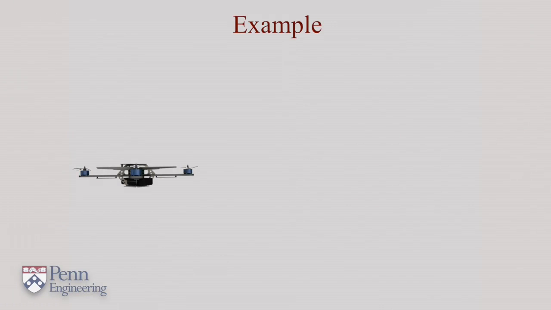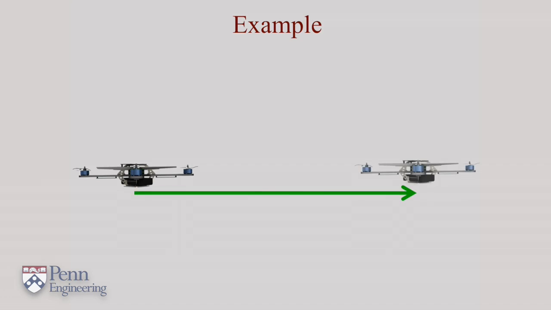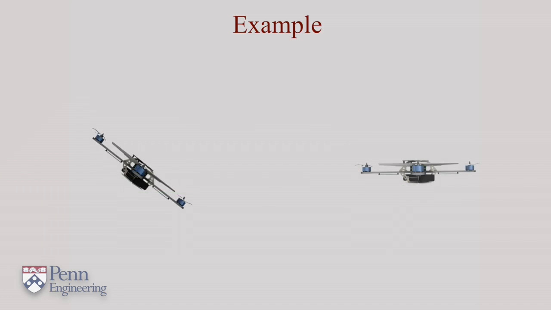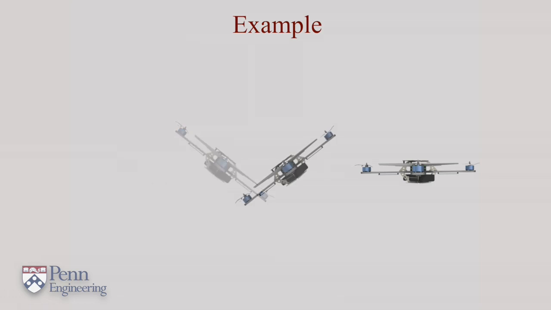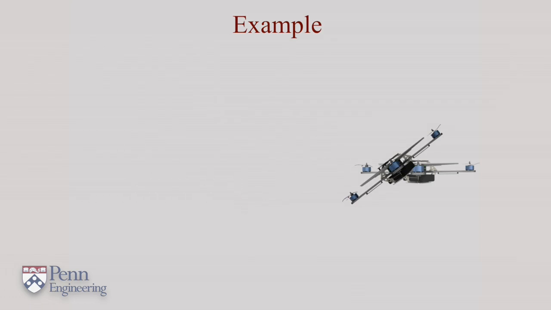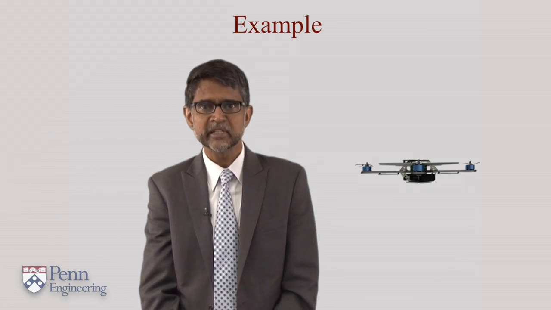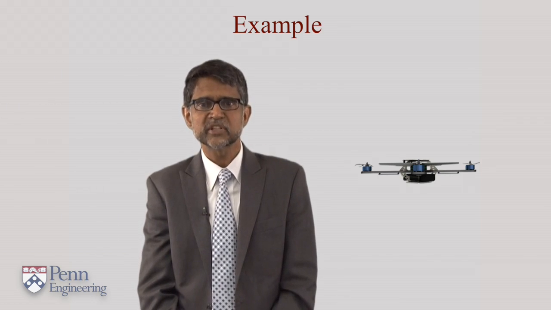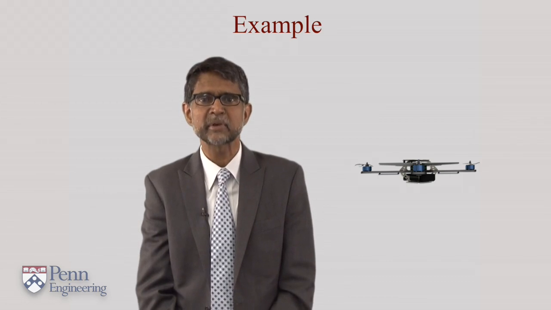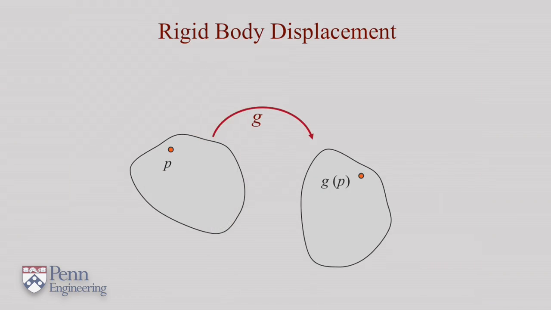So this is what we see in a quadrotor, starting off from a horizontal position, moving to another position, accelerating, changing its orientation, changing the direction of the thrust, and then reversing the direction of the thrust by pitching back and then slowing down to the goal position. Each one of these snapshots is a displacement, and actually this sequence of displacements represents a continuous family of displacements. Now let's look at a single point on the rigid body, P. When this rigid body is displaced, the point P gets displaced into a new point, which we will call G of P.